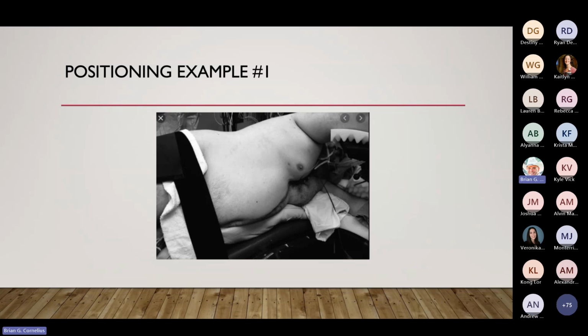All right, so we're going to look at some different positioning examples. So this guy's turned lateral. What issues do you guys see looking at things right now? So we'll start down at his legs. What are we using to secure him on the bed?